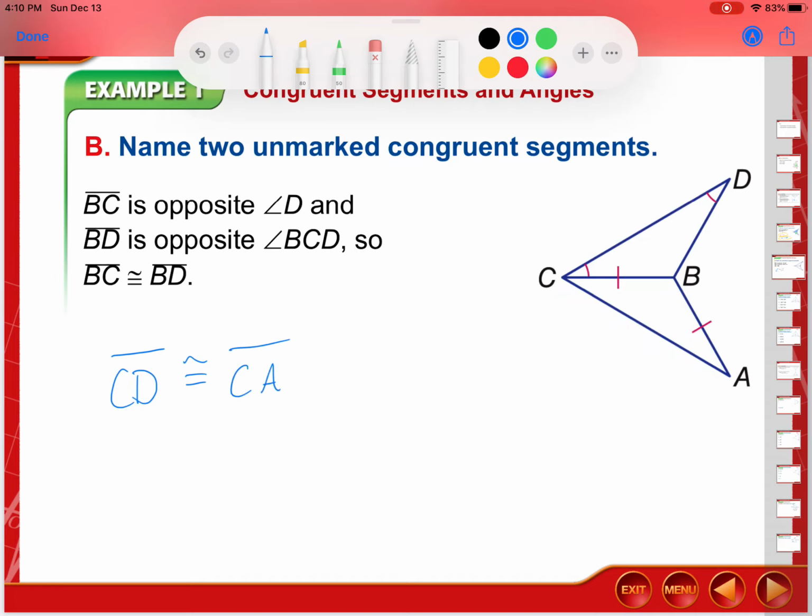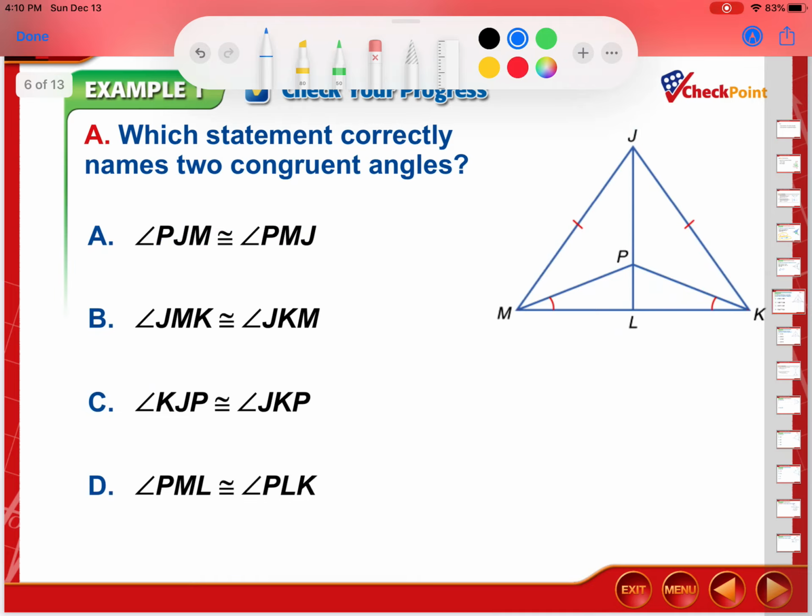Lovely, lovely stuff. So I would say CD is congruent to side CA. And let's just take a gander and see if there's any others that we could say. I think that's our only possible answer, actually, which is rare, but delightful all the same.